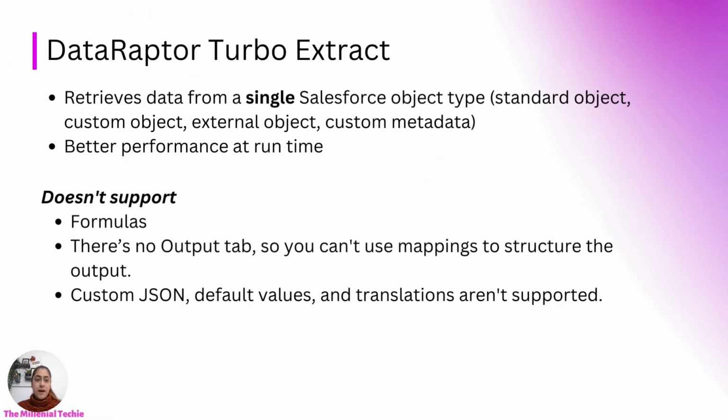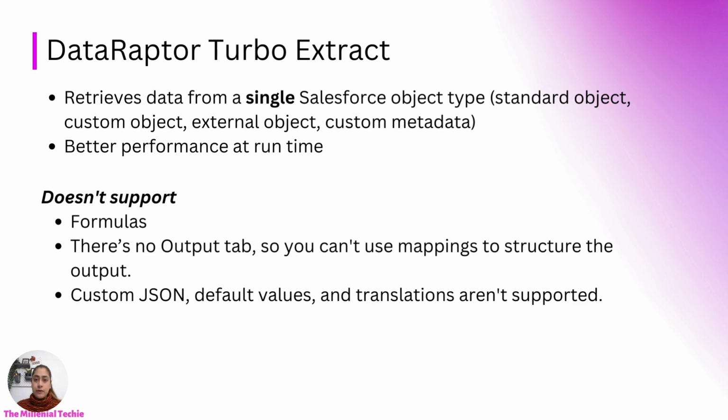So what is DataRaptor Turbo Extract? We talked about DataRaptors in our previous video, where we said that DataRaptors are of four different types: Turbo Extract, Extract, Load, and Transform. Turbo Extract DataRaptor is used when we want to retrieve data from a single Salesforce SObject. Now, this SObject can be a custom object, a standard object, a custom metadata, external objects, and so on. Since it is used to get data from a single Salesforce object, it is said to be better in performance as compared to other DataRaptors.